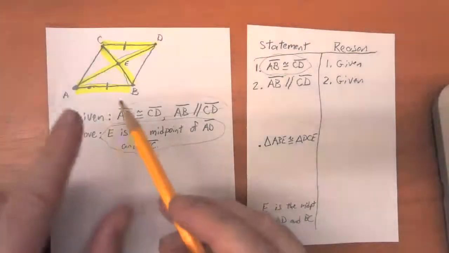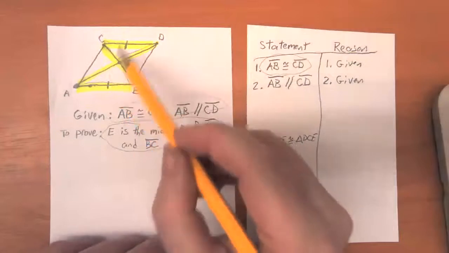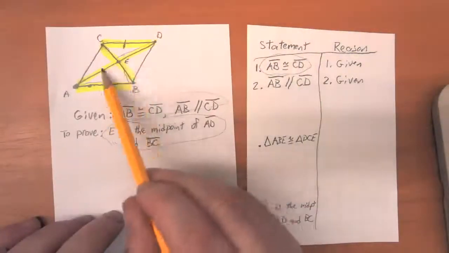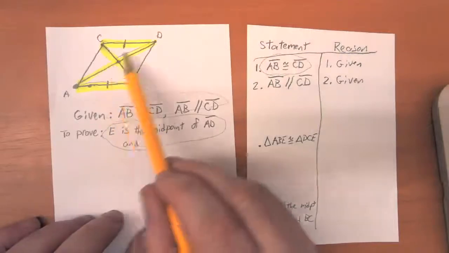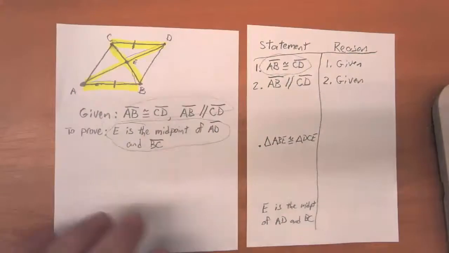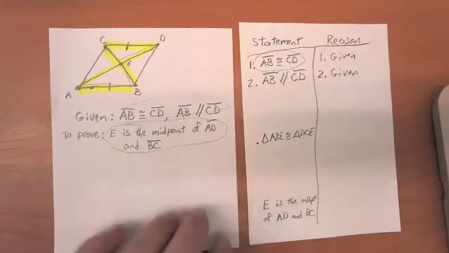So what else do we know about these triangles? About the parts of these triangles? Well, do we know things about the other sides being congruent? It turns out that we don't know anything about those sides.